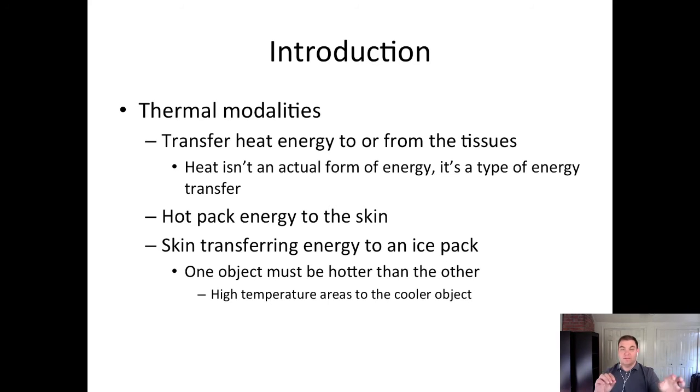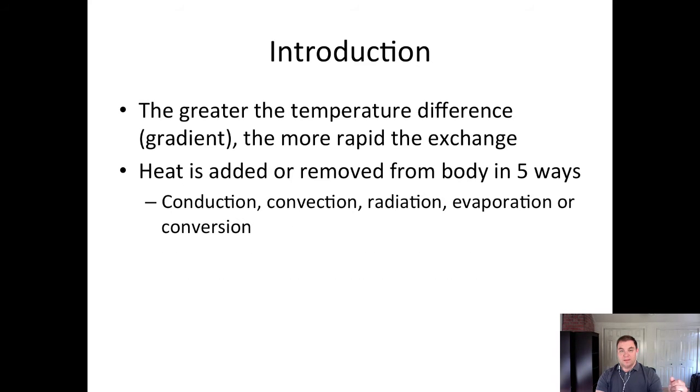Vice versa, if I place an ice pack on the body, the body's 91 degrees, let's say the ice pack is 40 degrees. The energy goes from the skin to the ice pack, and that's what makes the ice melt, if it's crushed ice, whatever the ice may be. The greater the temperature difference, or gradient as they like to call it, the more rapid the exchange. And heat is added or removed from the body in five different ways: conduction, convection, radiation, evaporation, or conversion.